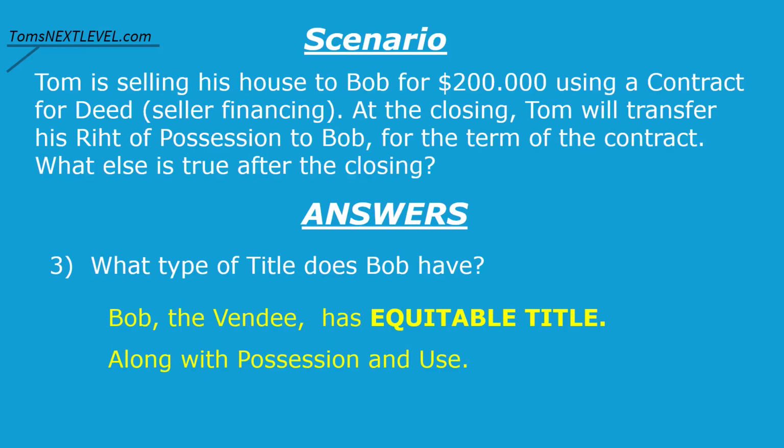Along with equitable title, Bob actually gets possession and use of the property during the terms of the contract.